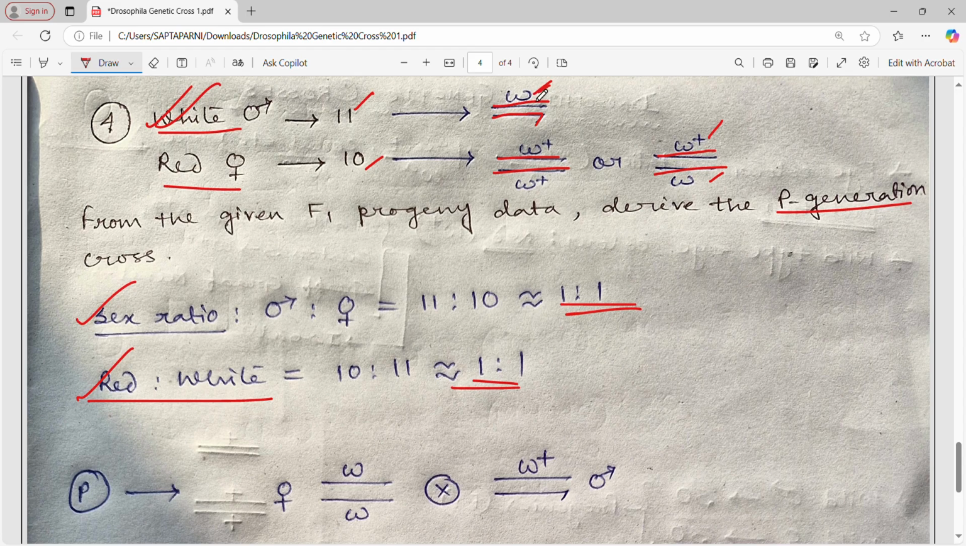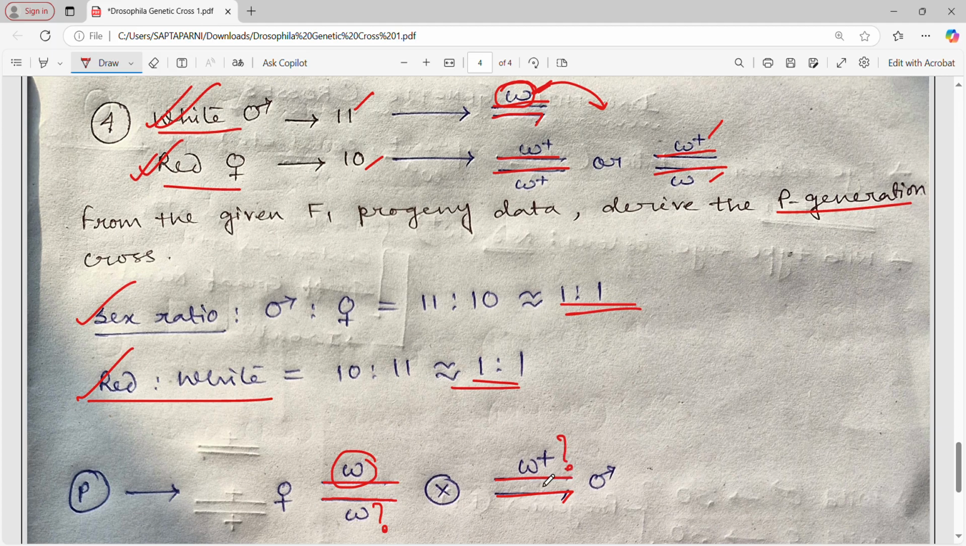So the male has W allele. Obviously this W allele is from mother, because this X chromosome is given by mother. So mother should have a W allele on one of its X chromosomes. Got it? Now what should be the allele on the other X chromosome of mother? Should it be W plus or W? We don't know. Now see, there is a red female. Another thing is that father should have Y chromosome.